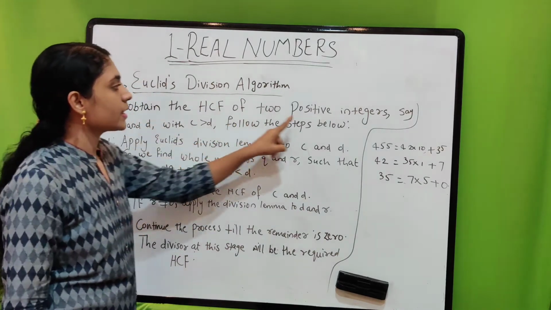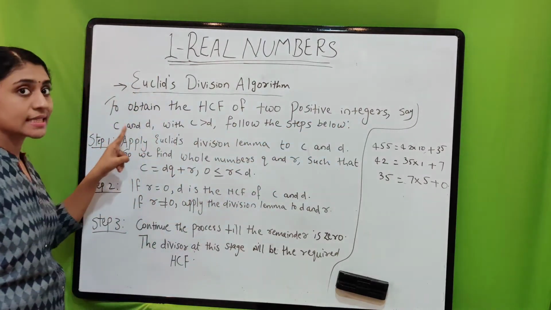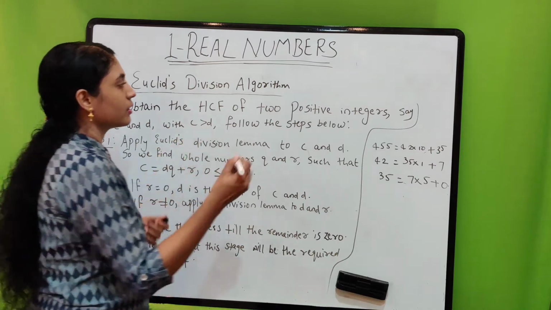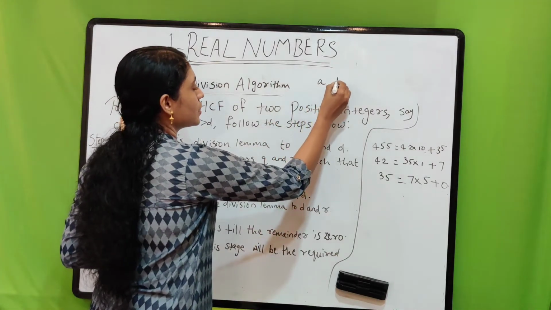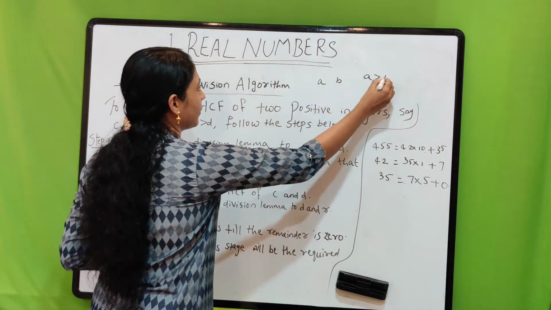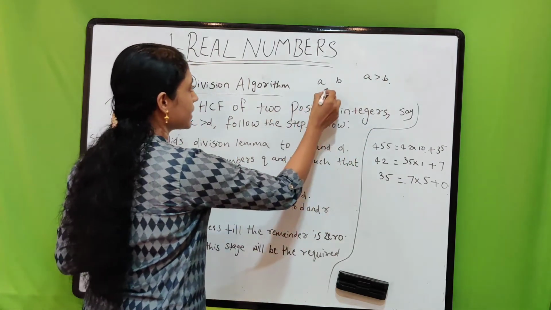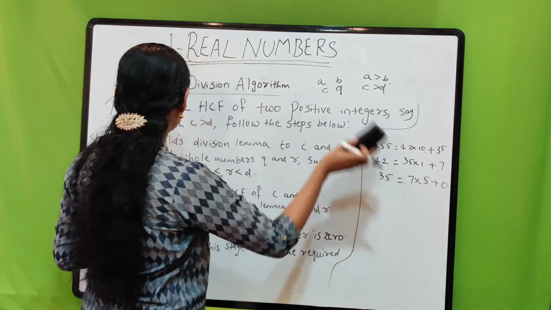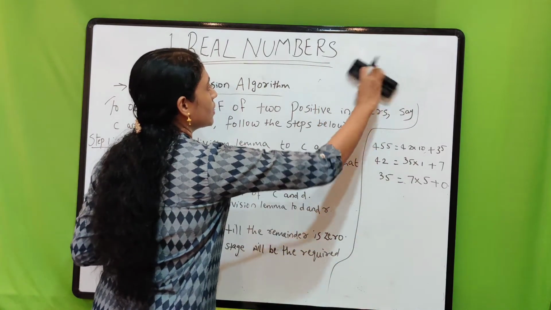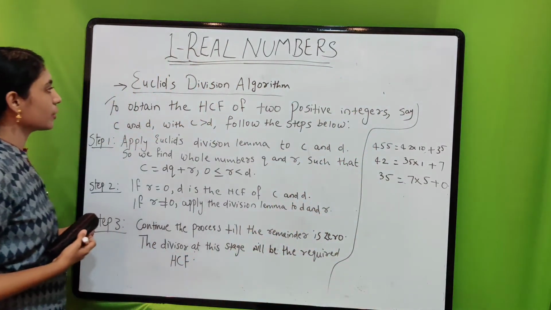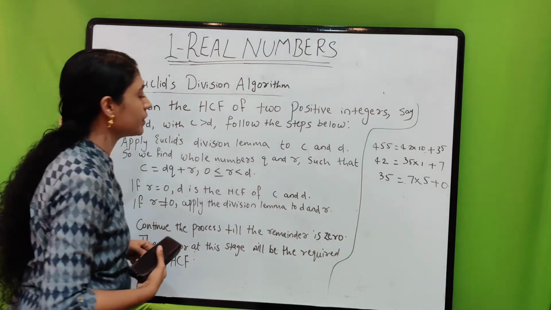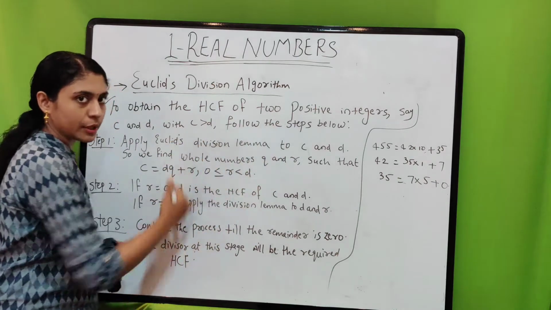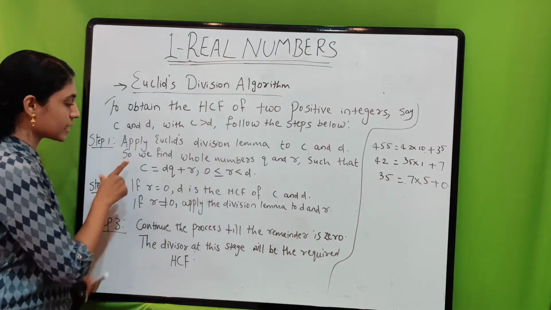So to obtain the HCF of two positive integers, say C and D with C greater than D, right? So far we have discussed two positive integers A and B with A greater than B. Likewise, here they said consider two positive integers C and D with C greater than D, okay? So, what is Euclid's division algorithm? To obtain the HCF of two positive integers, say C and D, with C greater than D, follow the steps below. And there are 3 steps. Write it in your notebook.